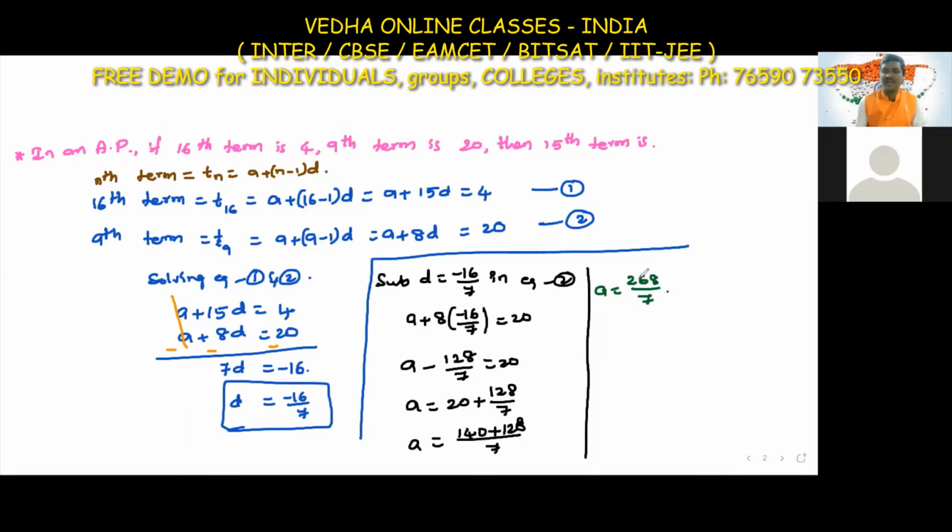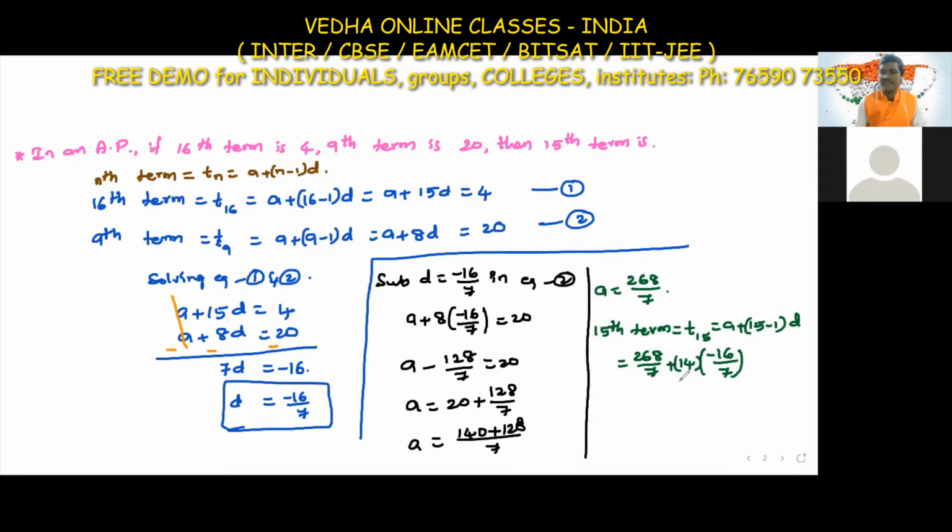After getting the a value, here he is asking for the 15th term, right? So the 15th term, T15, is equal to a plus 15 minus 1 into d. We know the a value and d value. Substitute and simplify. The a value is 268 divided by 7 plus 15 minus 1, which is 14, into d. What is the d value? The d value is minus 16 by 7.